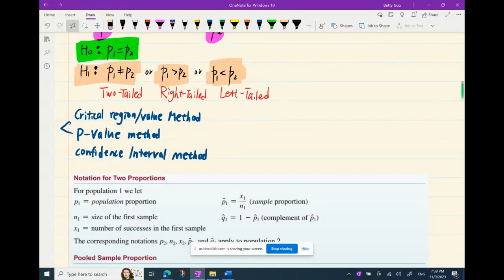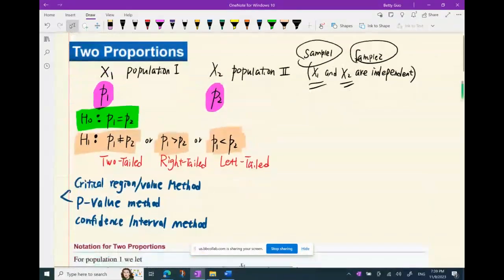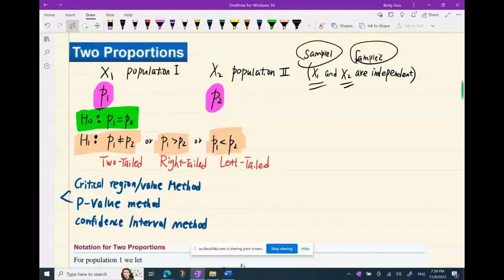We find the p-value and then compare it with the significance level. If the p-value is low, null must go. If the p-value is high, null must fly. But here we have a third method, called the confidence interval method. A very important thing is that when we test a claim regarding two population proportions, the first two methods are equivalent.